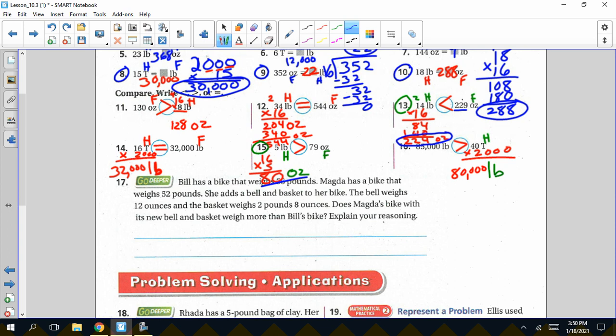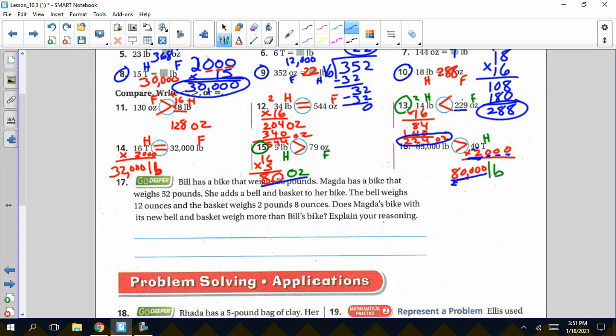And then the last one here, it's kind of covered, but it's 85,000 pounds. And we're comparing that to 40 tons. I went ahead and went tons to pounds times 2,000. 40 times 2 is 80, and then went 3 extra zeros. You could also go 2 times 4 is 8, and then 1, 2, 3, 4 extra zeros that way. But you're going to get 80,000 pounds. 85,000 pounds is greater than 40 tons.